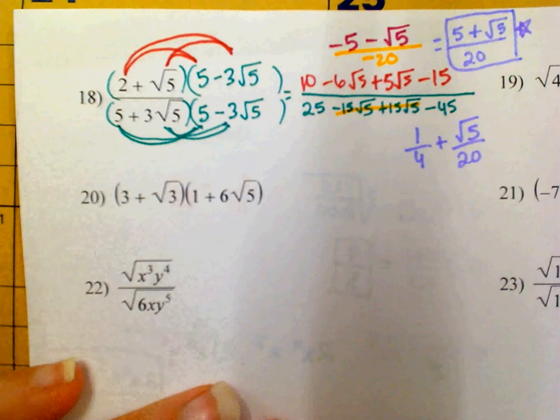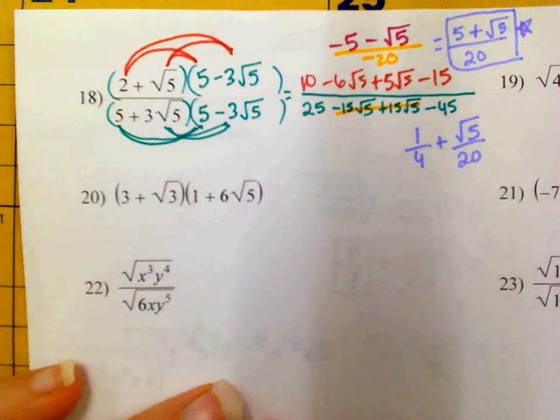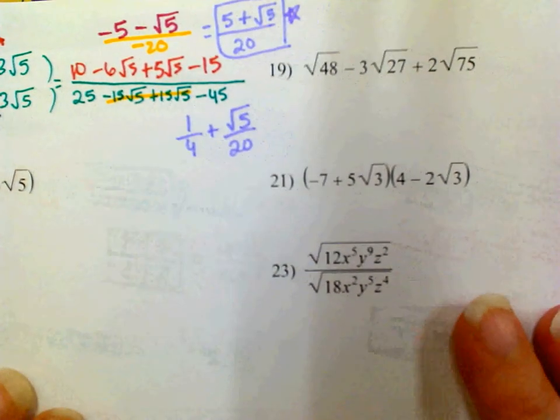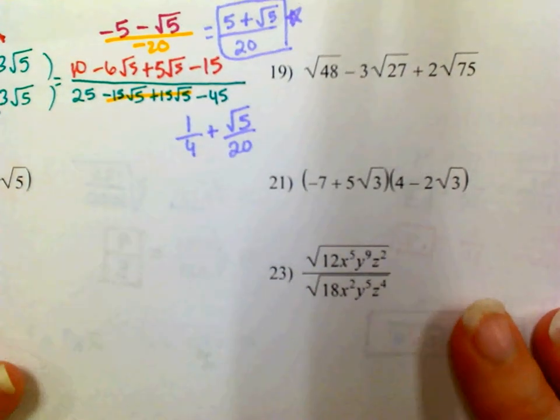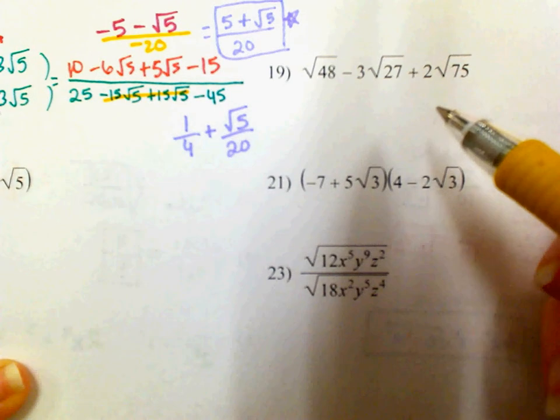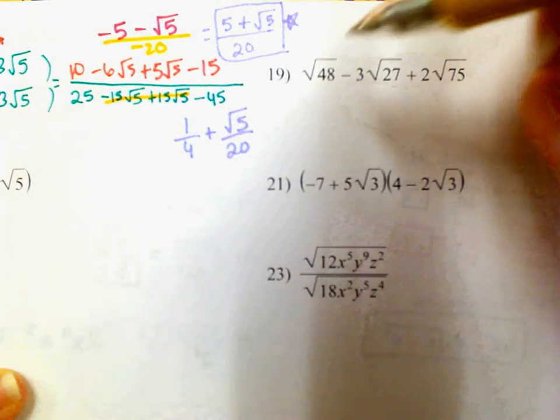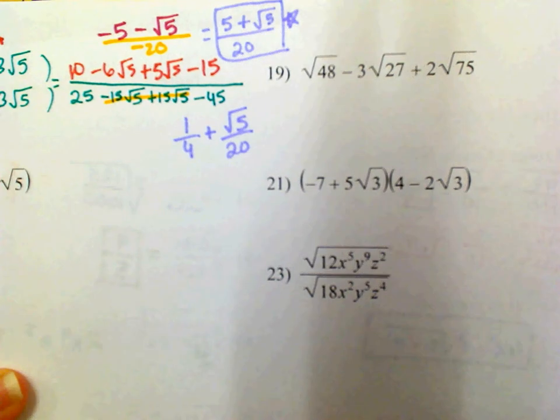On number 19, similar to the previous one, I've got to simplify the perfect squares out. So for 48, a lot of people like to think 4 and 12 or 6 and 8, but if you want to do 16 and 3, you want to find the largest perfect square.